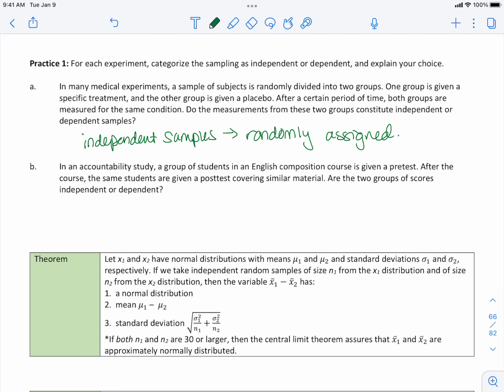Letter B. In an accountability study, a group of students in an English composition course is given a pretest. After the course, the same students are given a post-test covering similar material. Are the two groups of scores independent or dependent? All right, so in this case, they are dependent samples. And this is because we have the same students doing both tests.